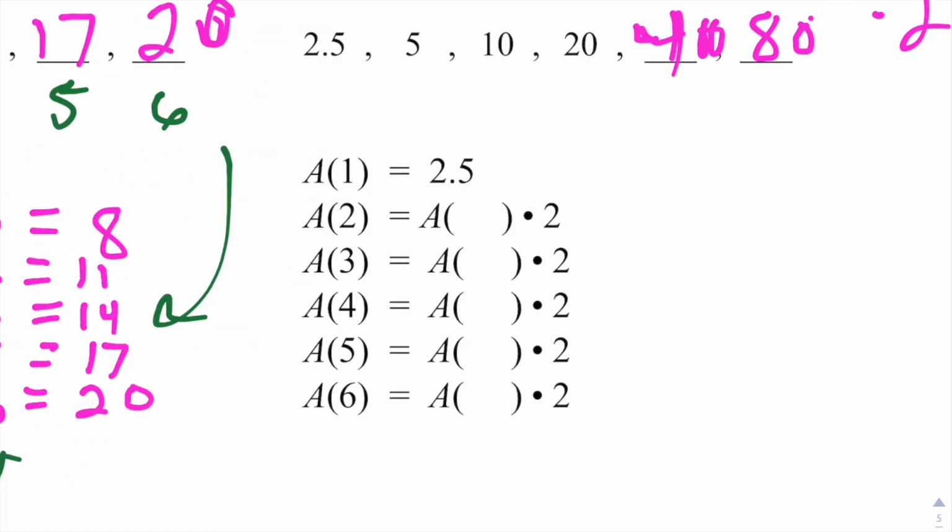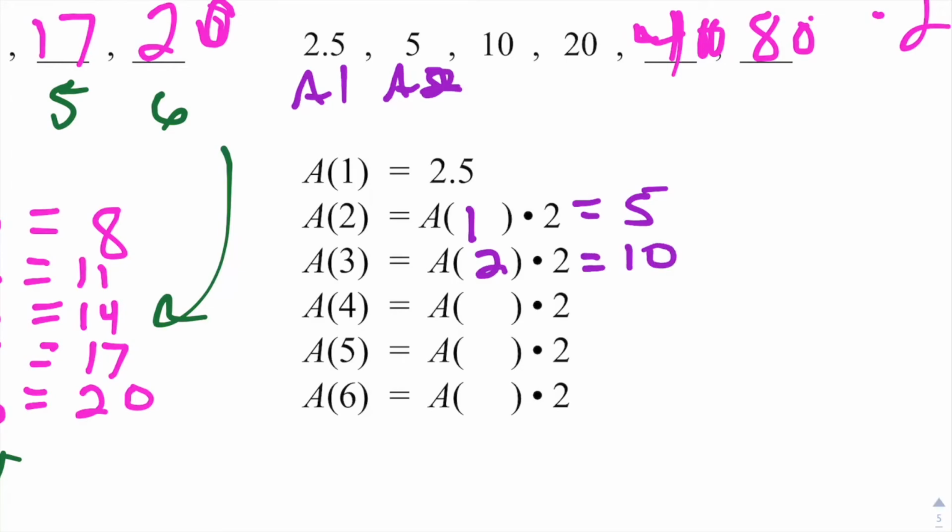So here, same thing, just again introducing you to sequence notation. This is our A1 term right here, this 2.5. A1 equals 2.5. So our A2 is A1 times 2. So this 5 is our A2 term, so that will equal 5. Then A3 is A2 times 2, which gives us our 10.